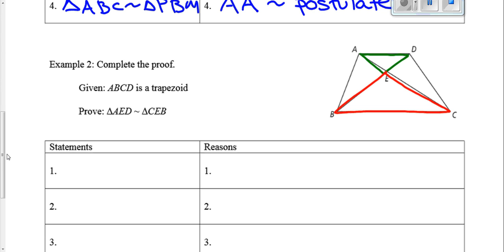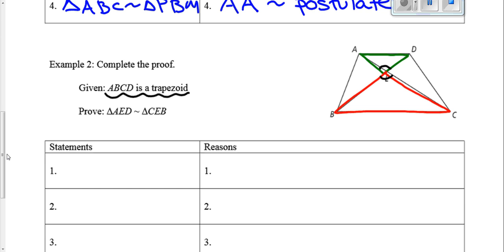If you said vertical angles, you are correct. If you notice that my lines are off, that's not helpful information. All right, so I have vertical angles. Okay, now ABCD is a trapezoid. Remember, if you're given something, it's for a reason.